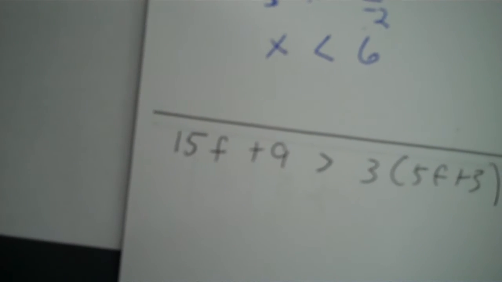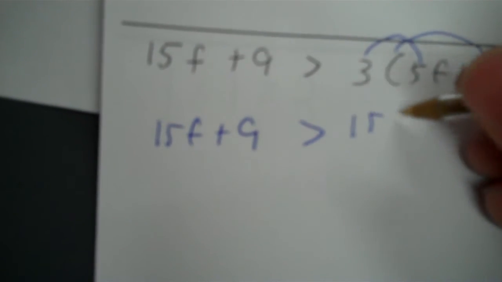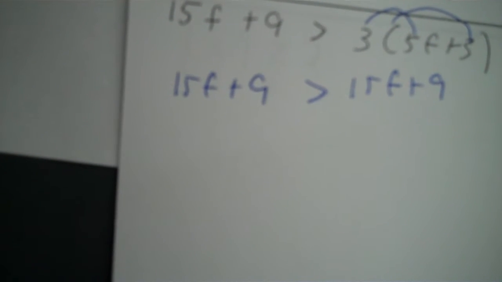Okay, my next problem, 15f plus 9 is greater than 3 times the quantity 5f plus 3. So the first thing I need to do is apply the distributive property. Since I'm not doing an operation on both sides, I keep the sign the same. Okay, so it's going to be 15f plus 9. Well, I need to solve for f. There's an f on each side. Not only is there an f on each side, the coefficients are the same, 15f, 15f.